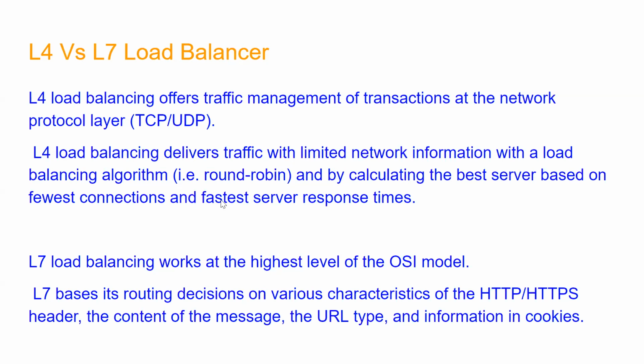And then when we talk about L7, which is layer 7 load balancer, this works at the highest level. And since it is at the highest level, the routing is based on the headers. It could be based on the content of the message, the type of the URL, and the cookies. Okay, and in L4, you just focus on two things, which is your IP and your port number.